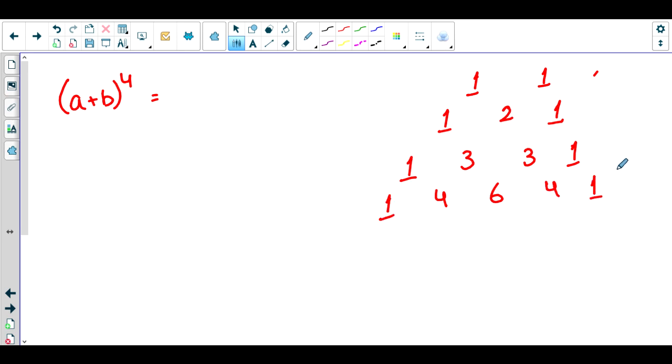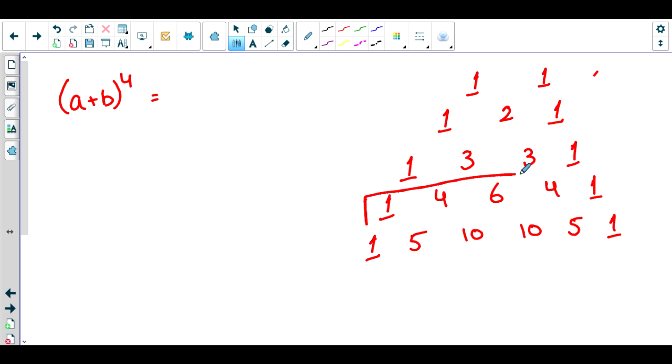So this is enough for a plus b to the 4, but let us do one more, because in the end we will solve questions with a plus b to the 5. So we need it. Let's draw one more. 4 plus 1 is 5. 6 plus 4, 10. 6 plus 4, 10. 4 plus 1 is 5. 1 here and 1 here.